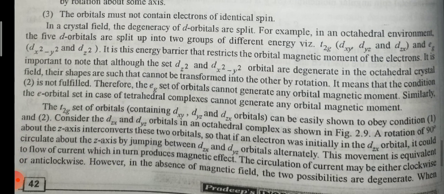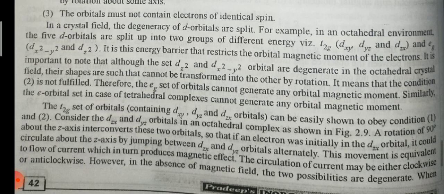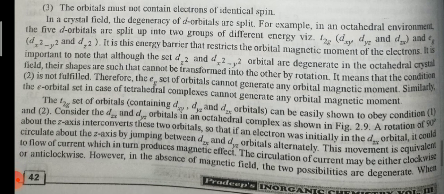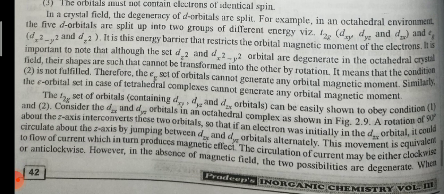In a crystal field, the degeneracy of the d orbitals is split. For example, in an octahedral environment, the five d orbitals are split up into two groups of different energy. It is this energy barrier that restricts the orbital magnetic moment of the electrons. It is important to note that the set dz square and dx square minus y square orbitals are degenerate in the octahedral crystal field. Their shapes are such that one cannot be transformed into the other by rotation. It means that the condition is not fulfilled.